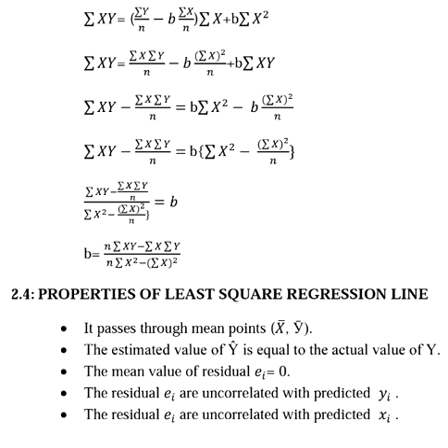So let's talk some theory. What are the properties of the least square regression line? It passes through the mean point. What is the mean point? X bar and y bar. The estimated value of y hat is equal to the actual value of y.